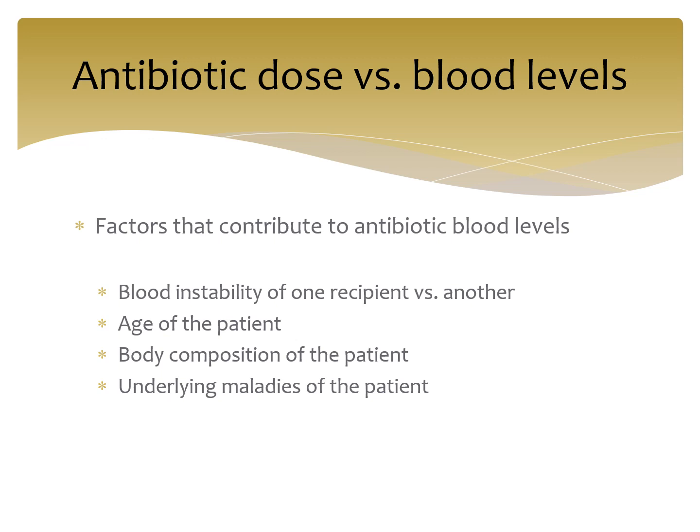We have to consider the age of the patient. Is the patient very young or very old? That will actually determine how much antibiotic gets into their blood. We also have to look at their body composition. If you have a patient that has lean mass versus adipose tissue, this affects drug absorption. And then if the patient has any underlying maladies, such as an underlying disease, this can actually affect how much antibiotic gets into the blood.